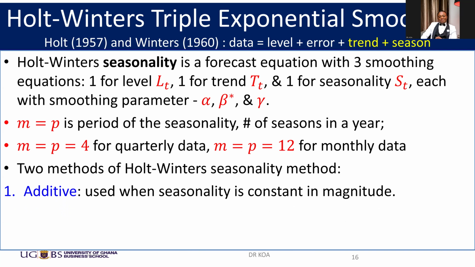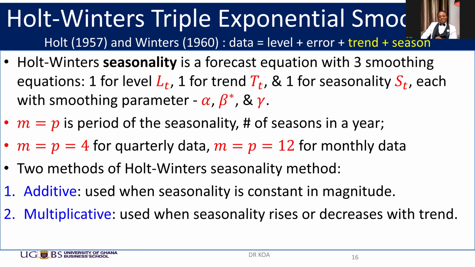Which one do you think is the next one? Multiplicative. So the additive is used when the season is constant in magnitude. Take note. So let's say that the thing happens the same, like it happens every 4 months, or it happens every 2 months, constant magnitude. But the multiplicative is used when the season rises or falls with a trend. Trend here means that the whole thing, when you look at it together, is going up, or going down. But even though it's going up or down in the long term, in the short term, there are spikes in between. So that is the multiplicative.